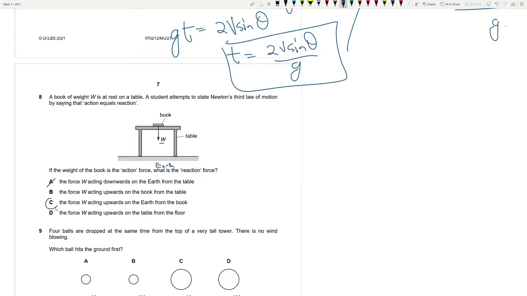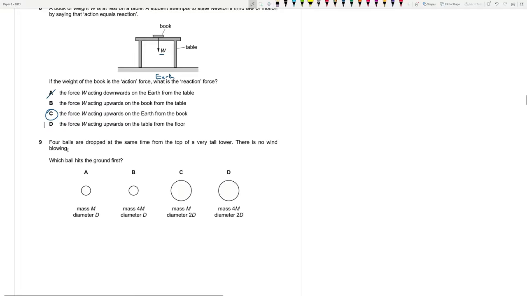Okay, so there's nothing to do with the table here. You guys need to understand that. 8 should be C. There's nothing to do with the table or the floor. That's for the reaction force, which is a contact force, not a gravitational force.